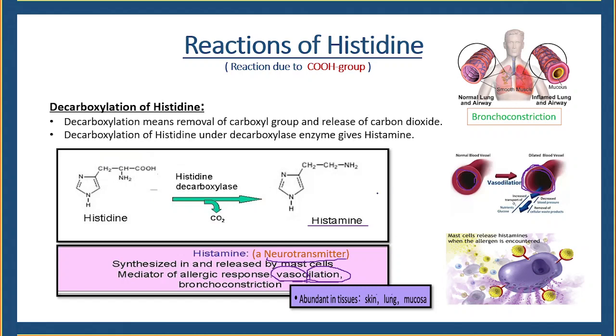The next function is bronchoconstriction. Bronchoconstriction means the narrowing or the thinning of the bronchioles, the airways of the lungs. As you can see, there is a normal bronchiole which is very wide, and there is the squeezing or small narrowing of the bronchiole.